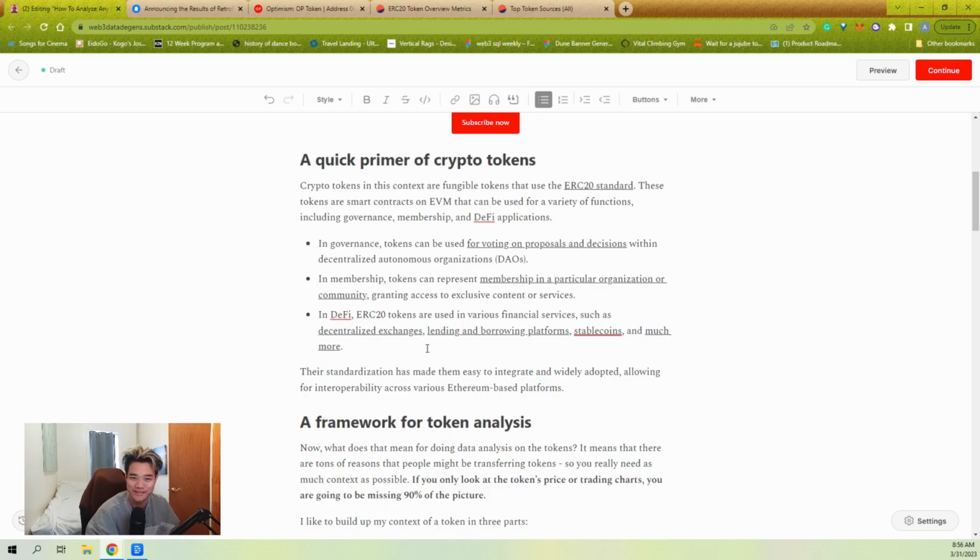Now, if you don't know what an ERC20 token is, or if you just want to read through this, check out the newsletter below. I have a quick primer here about how it's used in governance, how it's used in membership and DeFi.